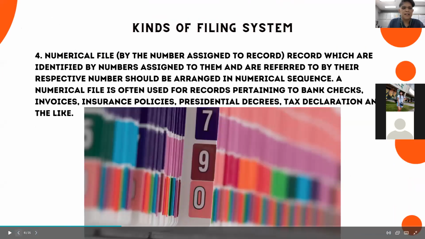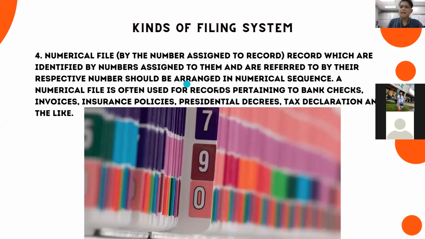So next is by numeric file. This is where we use numbers assigned to a record. Records which are identified by numbers assigned to them and are referred to by their respective numbers should be arranged in numerical sequence. A numerical file is often used for records pertaining to bank checks, invoices, insurance policies, presidential decrees, tax declarations, and the like. Like the example of the file we see, it is in a numerical file system.